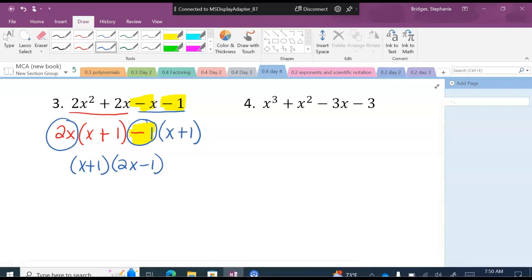And then I'm just going to ask you, can either one of those parentheses continue to factor? Are x plus 1 and 2x minus 1 both perfect squares or cubes? No, they're not. So that is all I can do here.